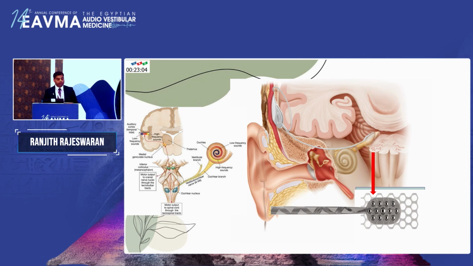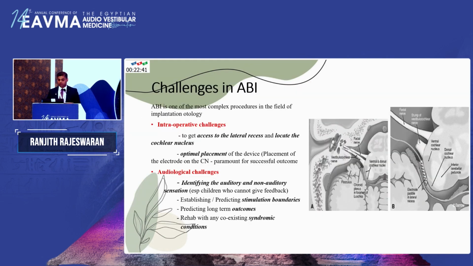Now, the most important challenge for an audiologist is that you have to place the electrode on the cochlear nucleus. The cochlear nucleus is right here. And this electrode has to sit over the cochlear nucleus, covering the entire cochlear nucleus if possible. But accessing the cochlear nucleus is not that easy. So one of the biggest challenges for us is placing the electrode on the cochlear nucleus and making sure all the electrodes placed on the cochlear nucleus are stimulating auditory pathways.